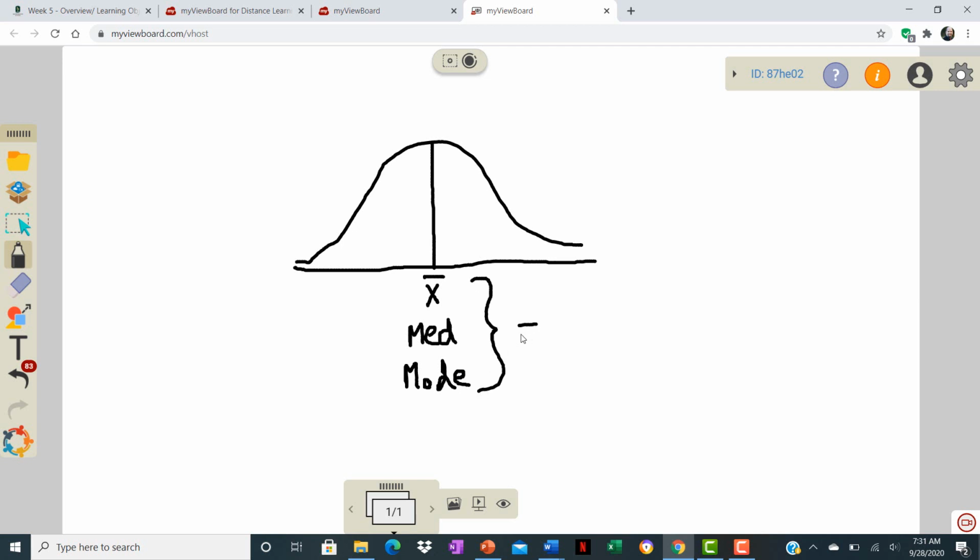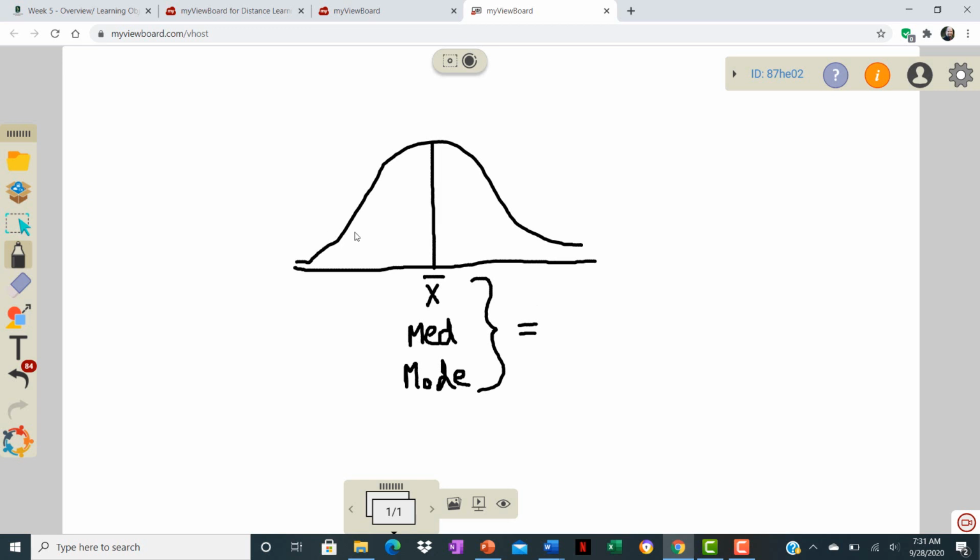They're all equal, okay? So when we're talking about a normal distribution, we can actually figure out whether any set of data points are a normal distribution by simply finding the measures of central tendency. And if the measures of central tendency, or mean, median, and mode, are the same number, equal, then we know we're looking at a normal distribution.